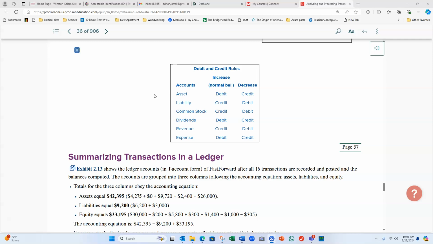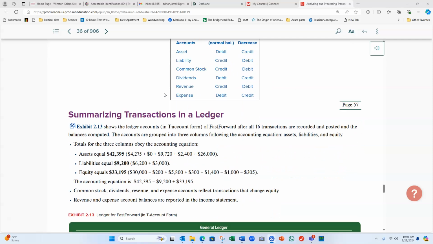It's just the normal balance. Assets have a normal debit balance, and the increase is a debit. So whatever the increase side is, that's the normal balance. So assets increase by debits, decrease by credits. Liabilities, the opposite, increase by credits, but decrease by debits. Common stock, increase by credits, decrease by debits. Revenues, increase by credits, decrease by debits. But dividends and expenses, even though they're on the equity side, are increased by debits, decreased by credits. It really should just kind of click pretty soon.